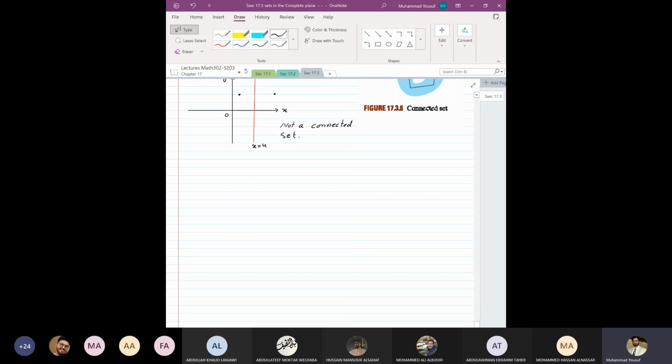And later maybe we see more examples of this type of not connected set. A region, what is the next definition? A region is a domain. An open connected set is called a domain. So next definition.